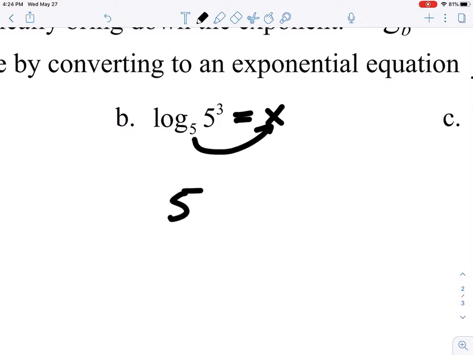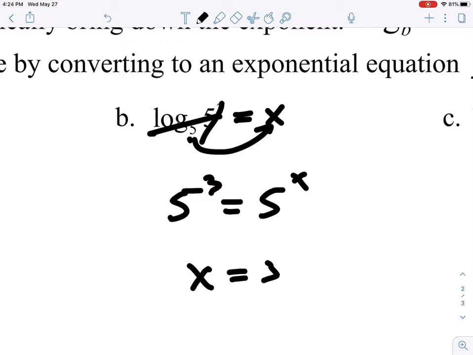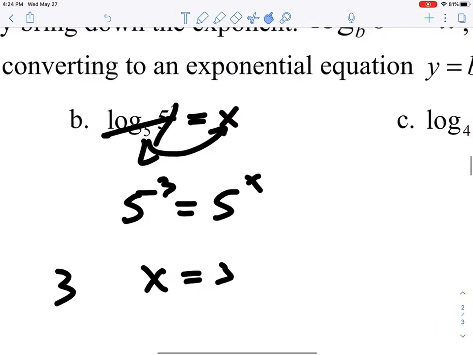Equals x. What do? Drop it down, kick it up. That's 5 to the third equals 5 to the x. Well, what does x equal? X equals 3. Okay, now we didn't have to do that. We could just go, because this log base 5 of 5, we can just kick that out, drop that 3 down, and we just know that it equals 3. Okay, and we can use that to solve for an equation later on down the line. Okay, it's another way to use logs to solve.